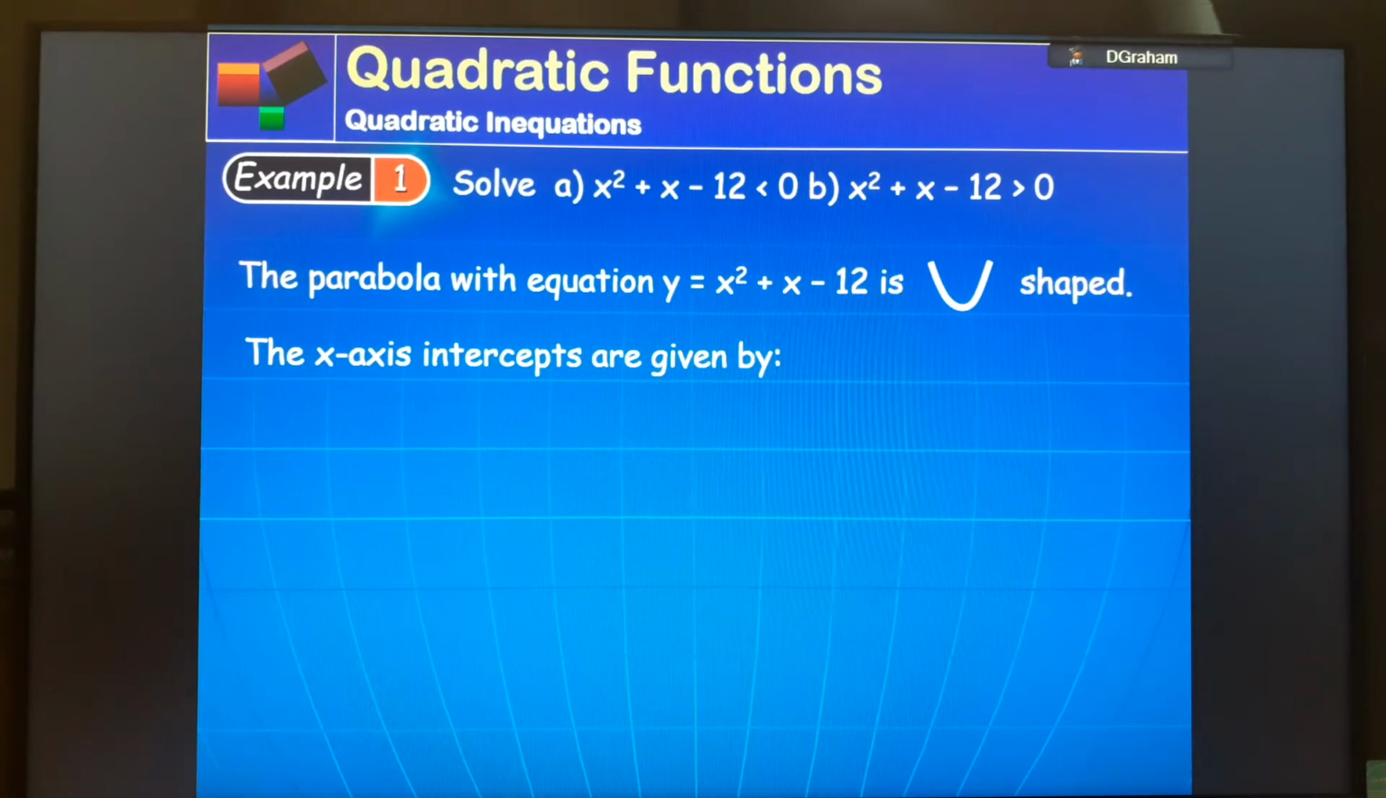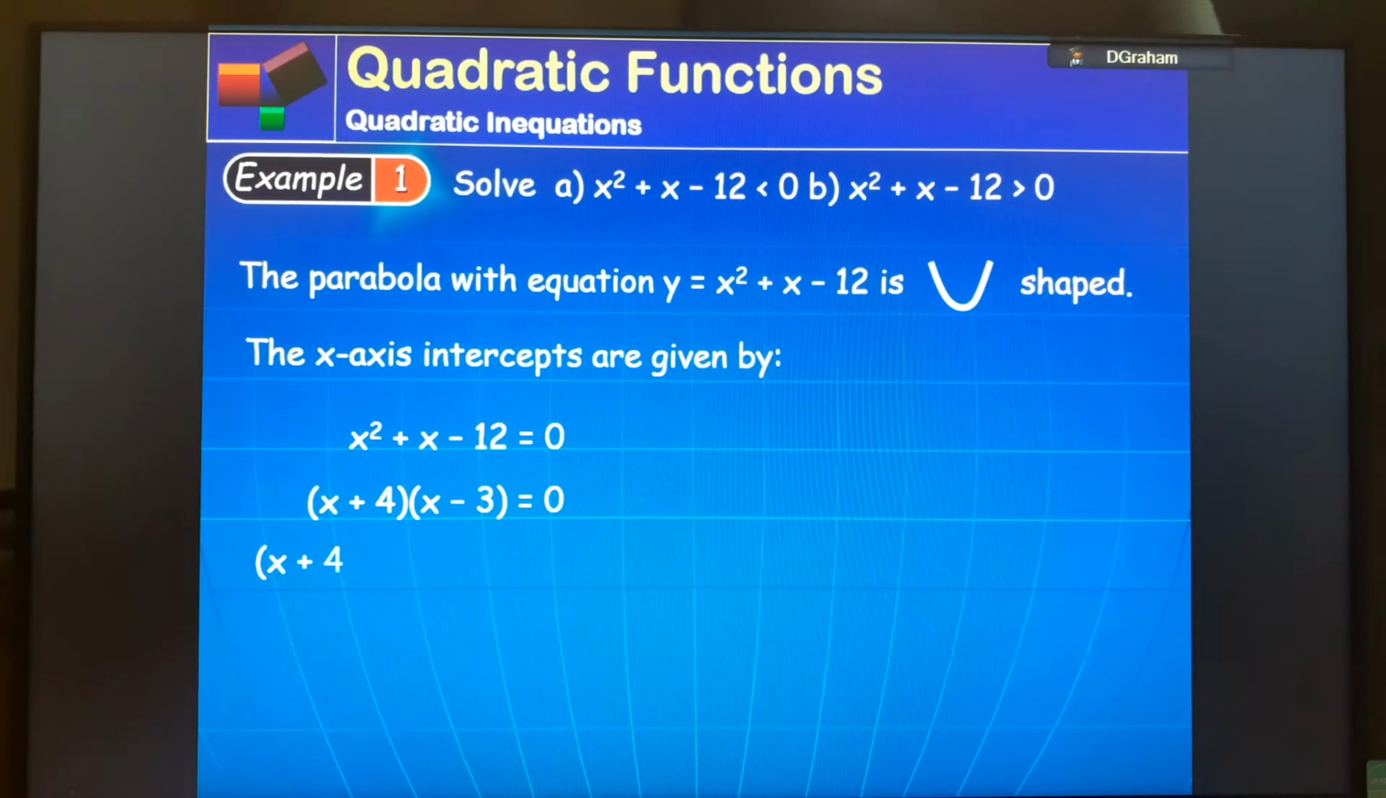Now we need to work out where it crosses the x-axis, so we're working out the roots of the equation. We're solving it to work out where it crosses the x-axis. So we're actually going to look at the quadratic function and make it equal to 0 to help us to solve it. So we always factorise when we try to solve a quadratic, and that leads to the two brackets x plus 4 and x minus 3. We make both of those brackets equal to 0, and then x equals minus 4 or x equals 3.